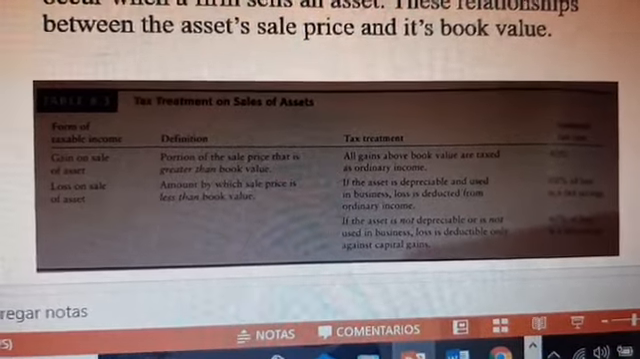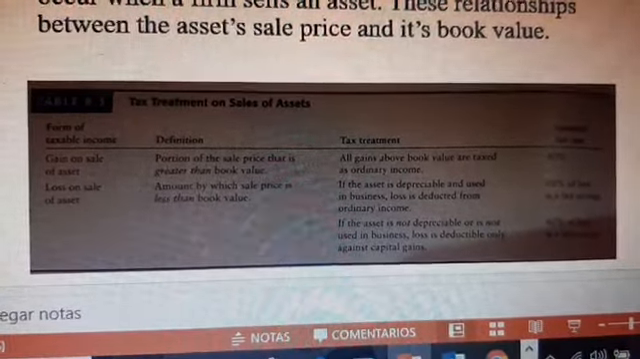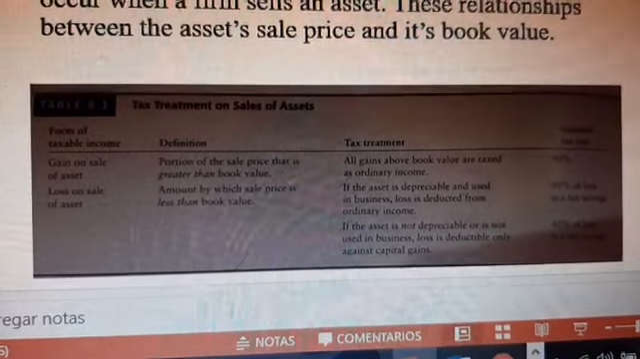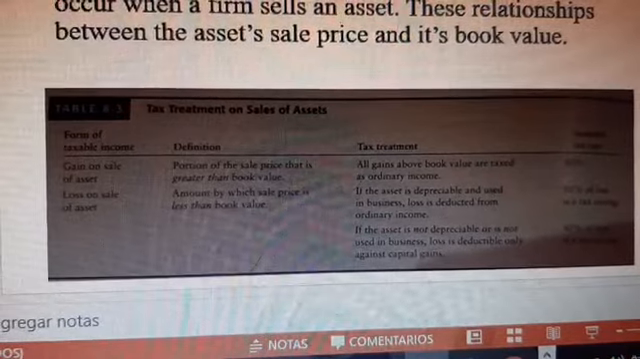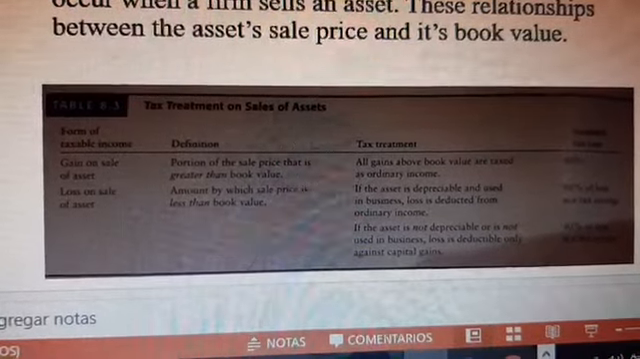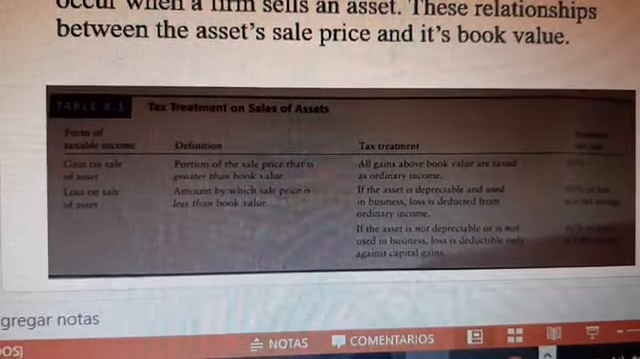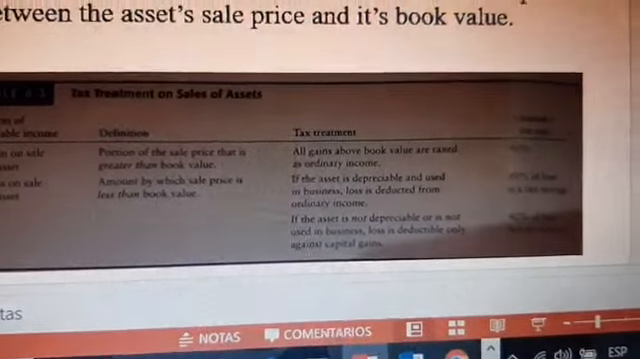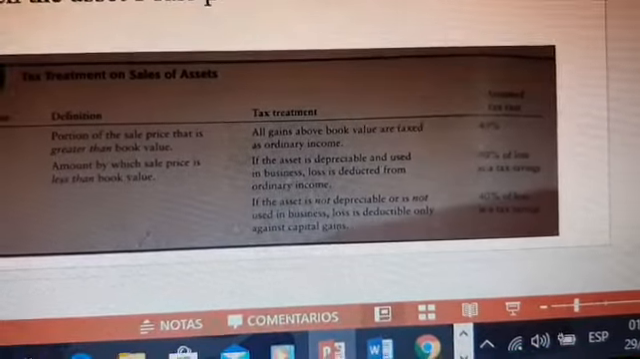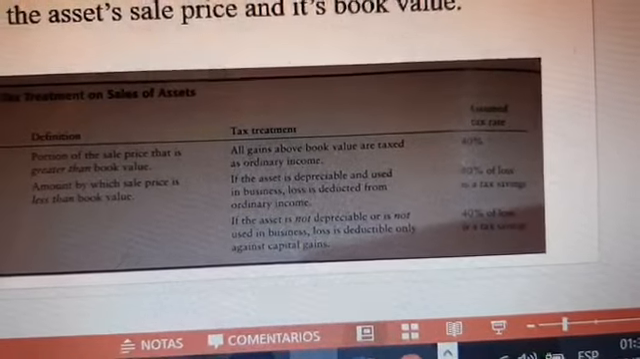The definition for gain on sale of asset is the portion of the sale price that is greater than the book value, and for loss on the sale of asset, the definition is the amount by which the sale price is less than the book value. We can see the tax treatment and the tax rate.